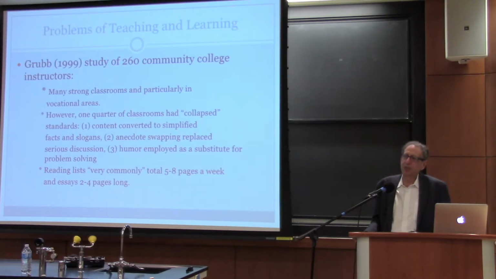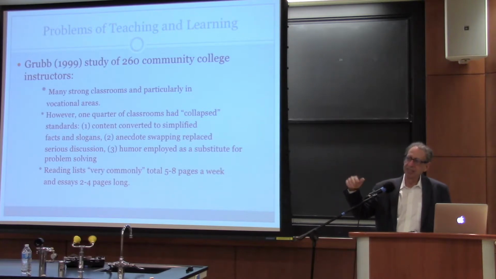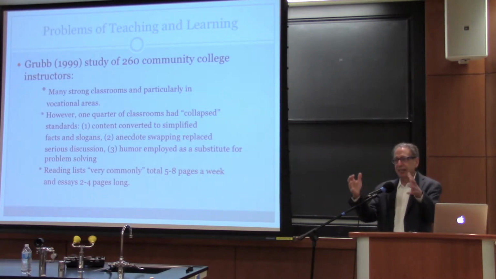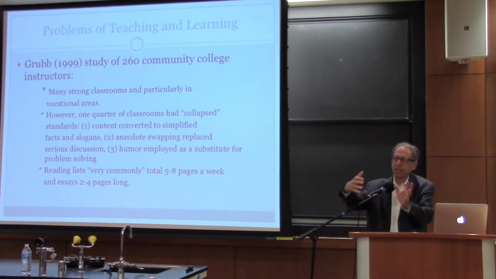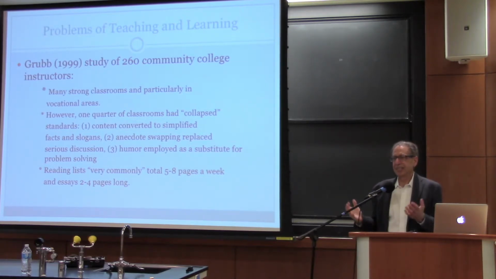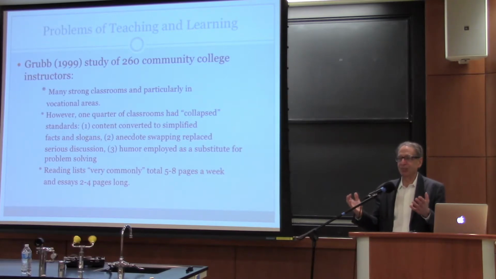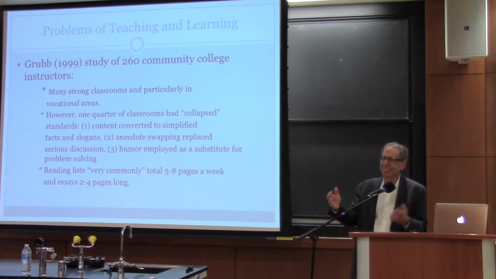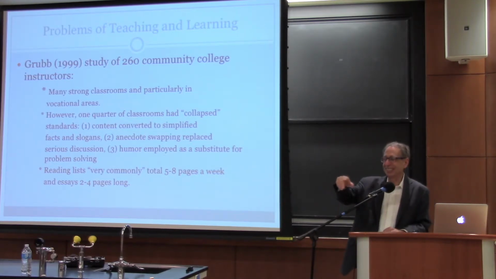But according to Grubb, and remember, it's just a quarter of the classrooms, there was a lot of joking around, a lot of telling of humorous stories, and much less in the way of, well, let's take a problem. Let's sit down and either individually or in a group solve the problem. Yeah, this is a Grubb formulation. I don't know exactly how he measured humor. I guess you could count the number of times people laughed in class. I don't think he did that though. So it's a good question.